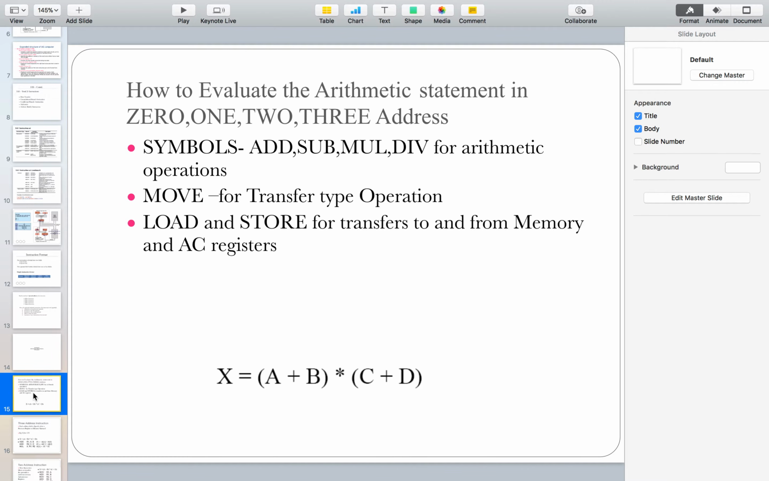How to evaluate the arithmetic statements in 0, 1, 2, 3 address. Symbols: addition, subtraction, multiplication, division. As the name suggests, it's for arithmetic operations, move for transfer type operation, load and store for transfers to and from memory and AC registers.